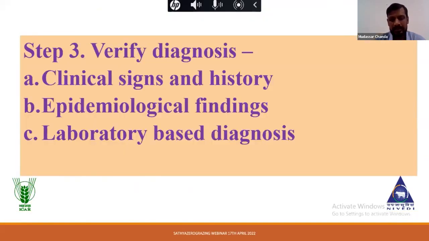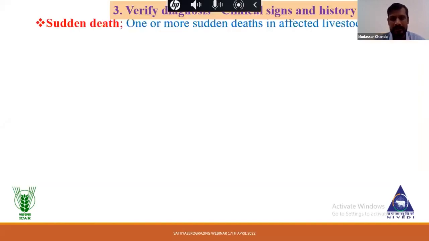And for the verification part, when I say verification of diagnosis, the points I'm covering here are very basic points, which for at least the clinical signs and epidemiological findings, you don't need any lab support. I'll tell you how it can be done: how we can use the clinical signs and history, how we can use the epidemiological findings, and finally the laboratory-based confirmation. So these points are very important to remember. I'll take examples for each, showing how we can do it when you're in the field to verify your diagnosis.